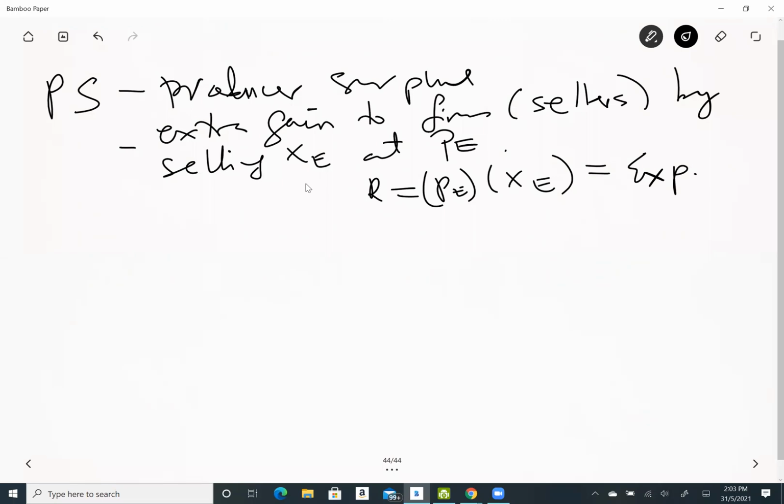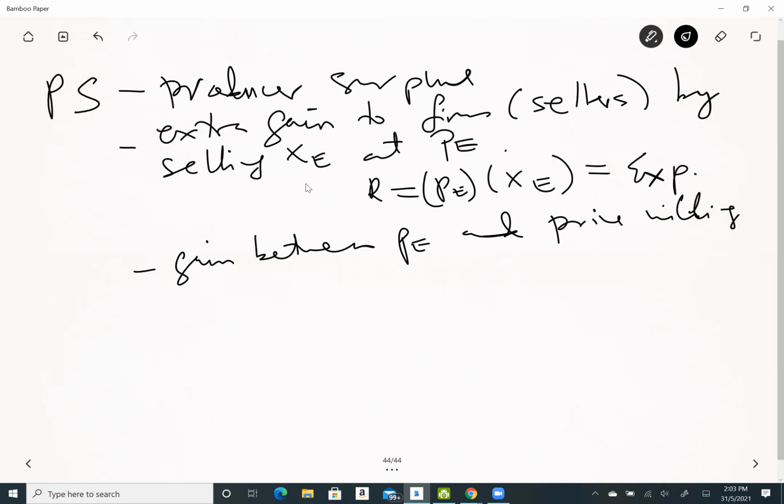But we are talking about the extra gain to the firm by selling XE. It's measured in terms of the benefit or the gain by the firm, or the gain between what? Between the price the firm gets and the price firms are willing to sell.